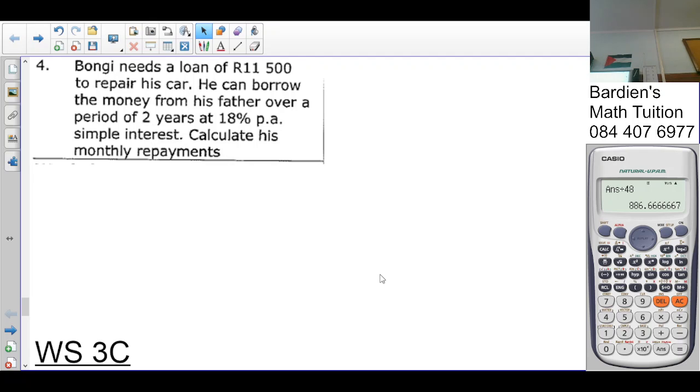Bongi's father is not a teacher, okay? Otherwise he won't have 11,500 rand laying around, no? You never know, she says. Might be a geography teacher or English teacher, no?